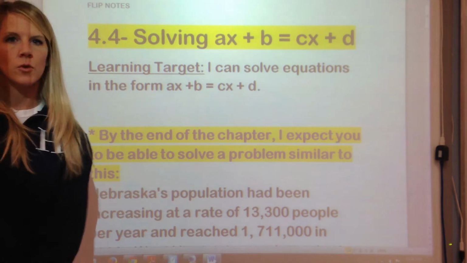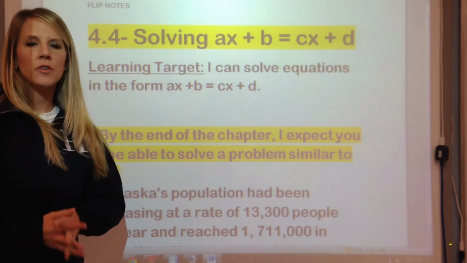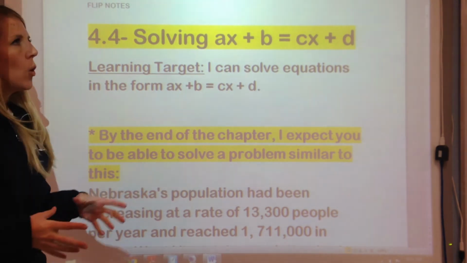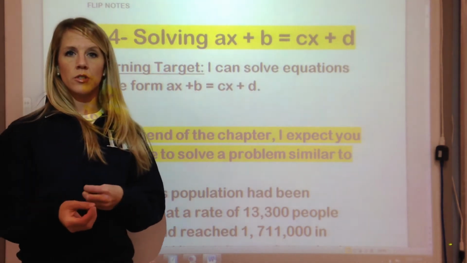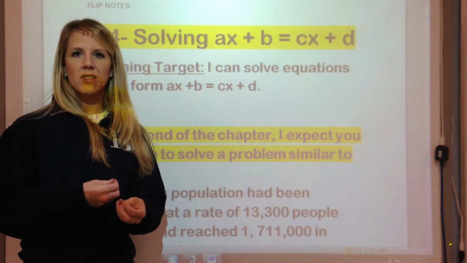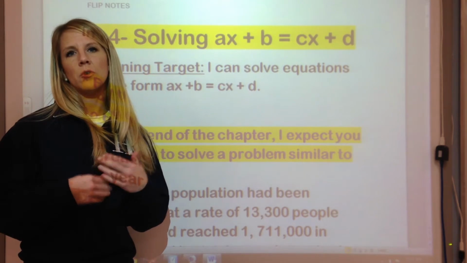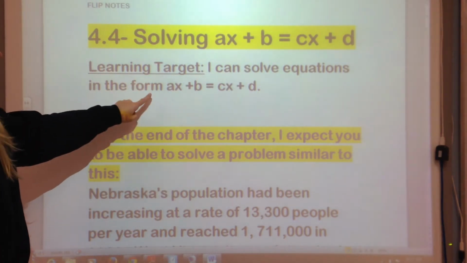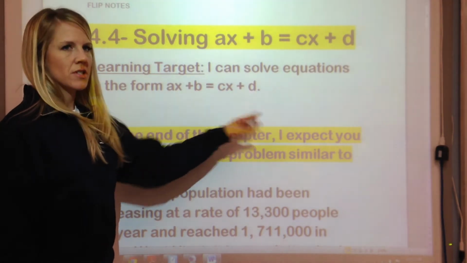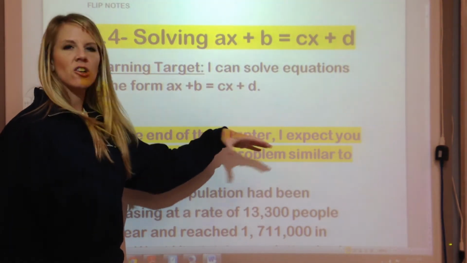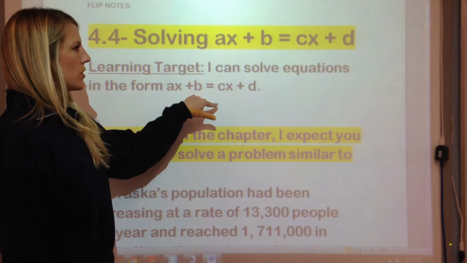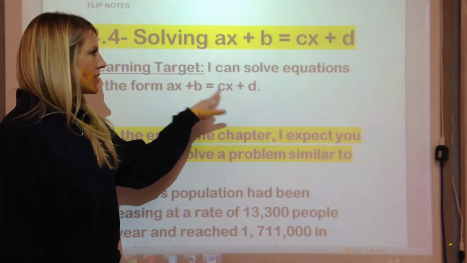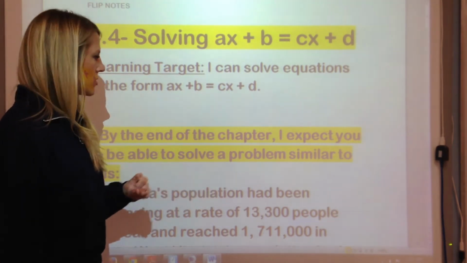Okay, so starting section 4.4, we are going to continue to build off of solving equations. We have been solving equations with the variable just on one side of the equal sign. Now we're going to start looking at it when the variable is on both sides of the equal sign. So we're going to be solving equations in the form ax plus b equals cx plus d. A, b, c, and d are just any real numbers. So the variable in this case would be x, but a, b, c, and d just represent numbers.